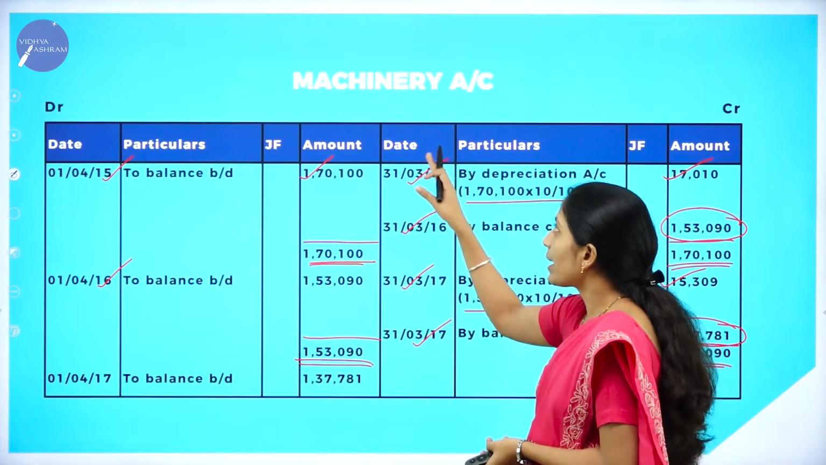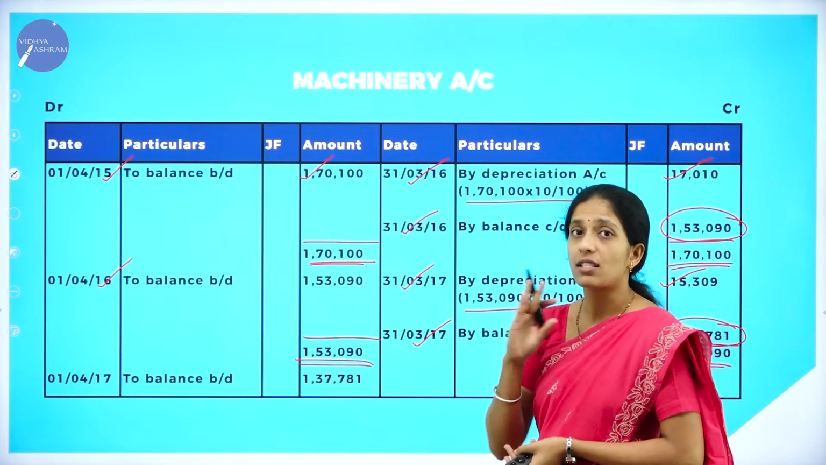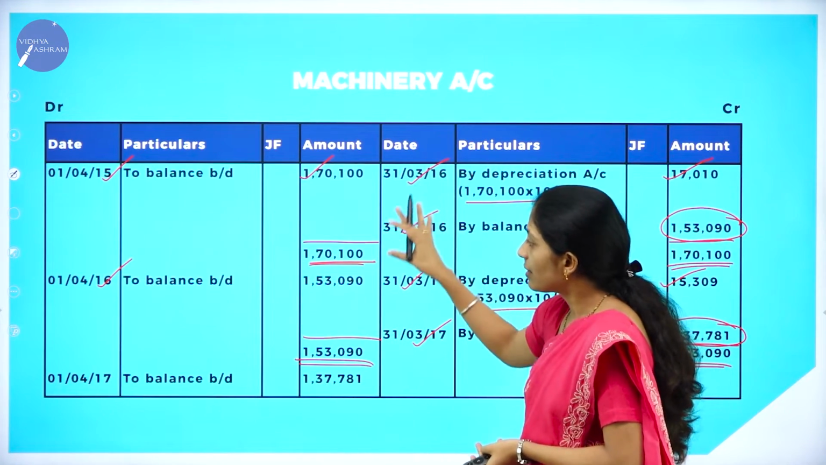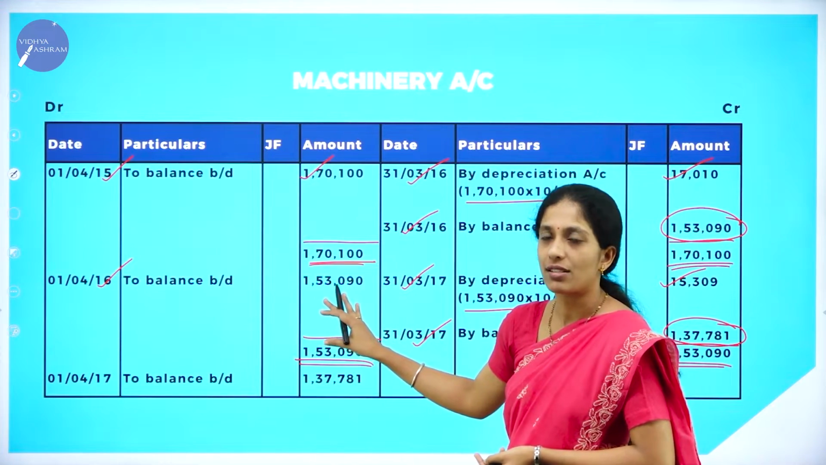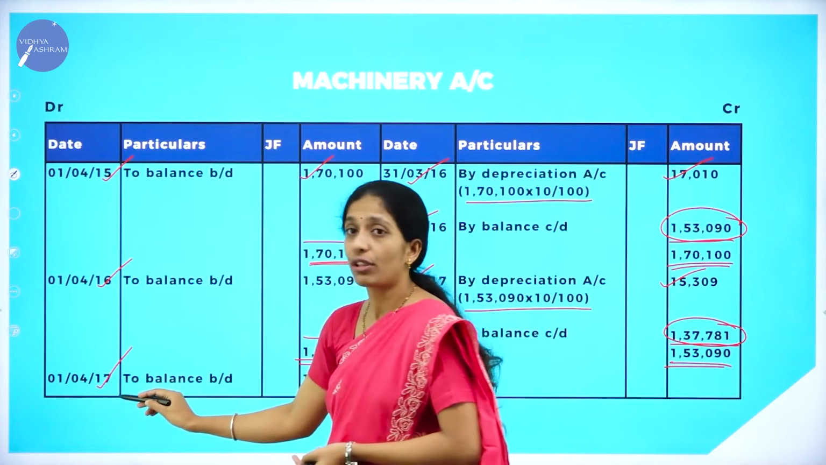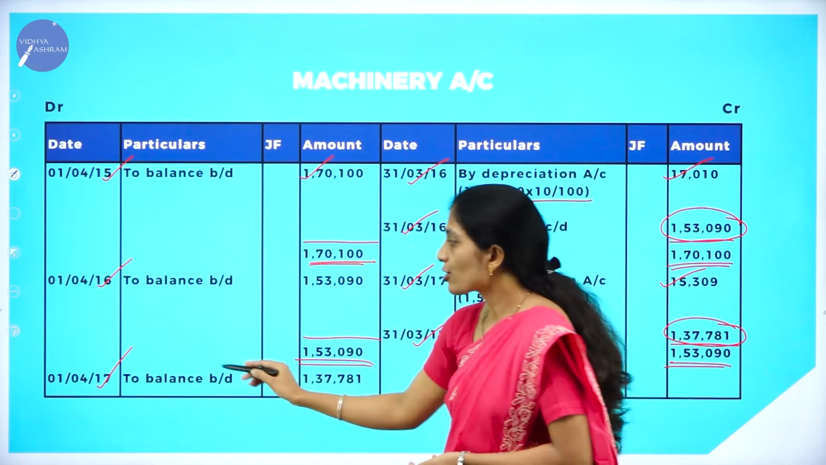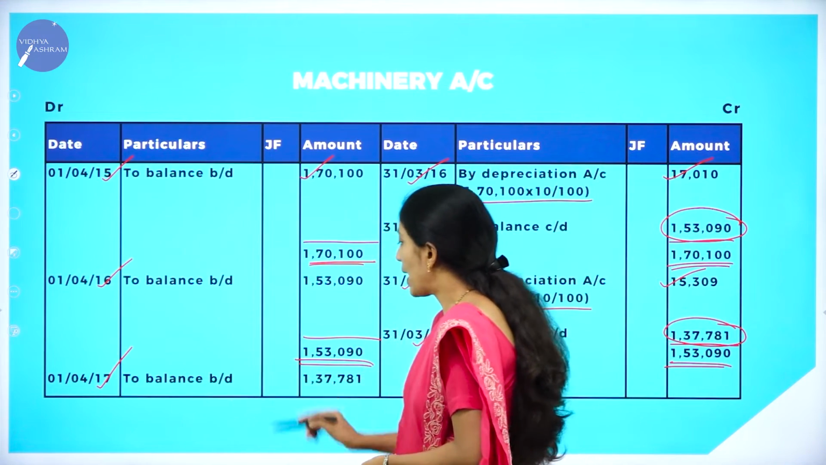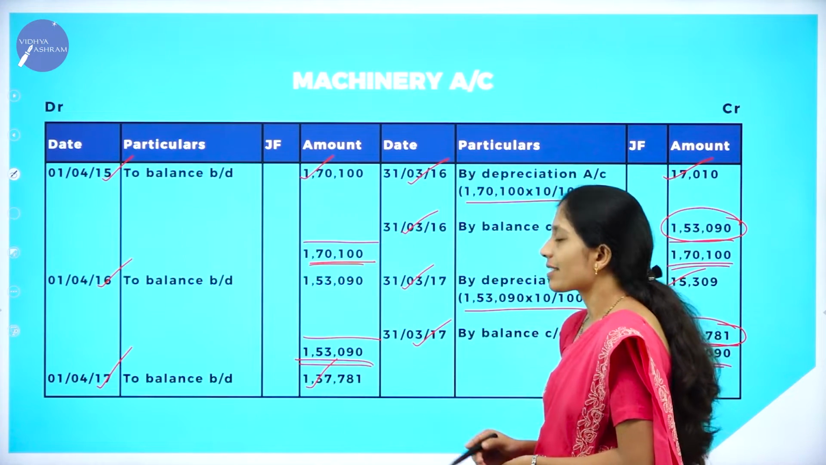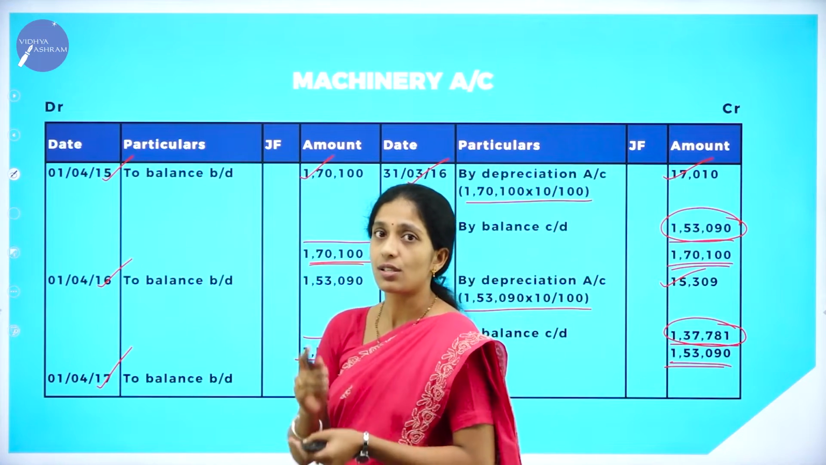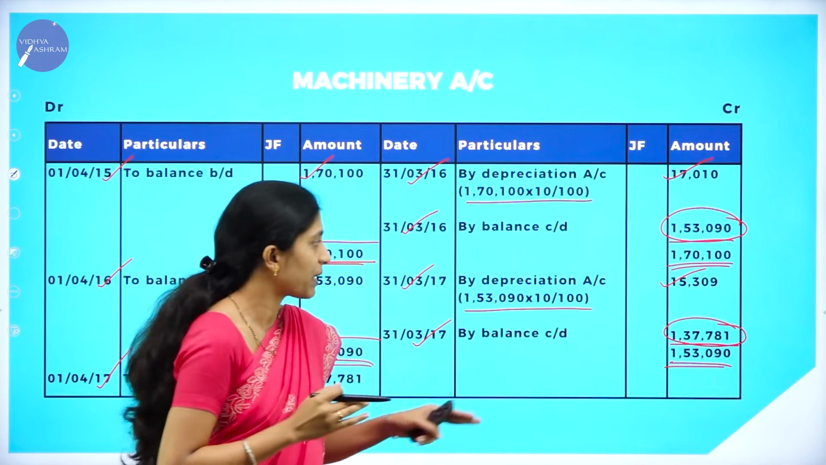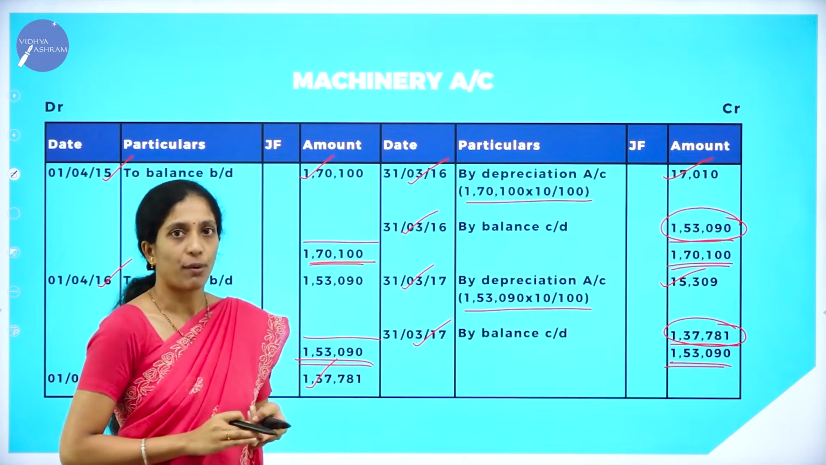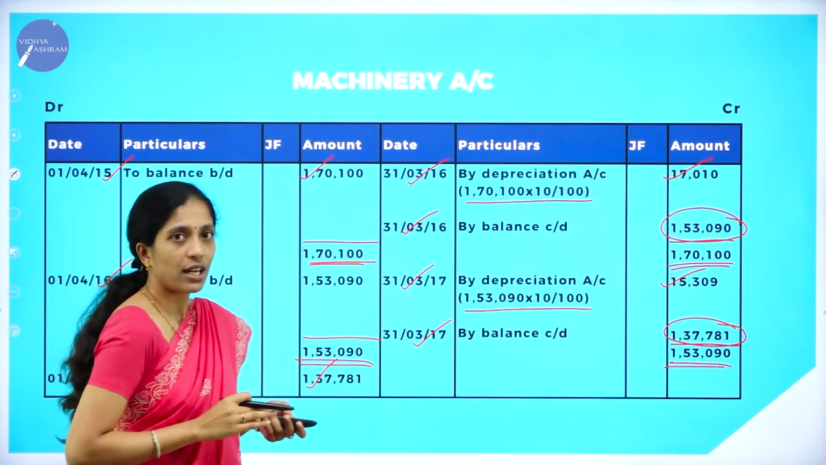Now how to wind up your machinery account? They have asked us to prepare machinery account for 4 years. Now we are done with the entries for 4 years. Now at the beginning of the 5th year, you have to bring down the balance and end up the problem. So to balance brought down 1,37,781. That is whatever the amount you have carried down in the previous year. So you have to bring down that balance and stop the problem. So this is about machinery account.